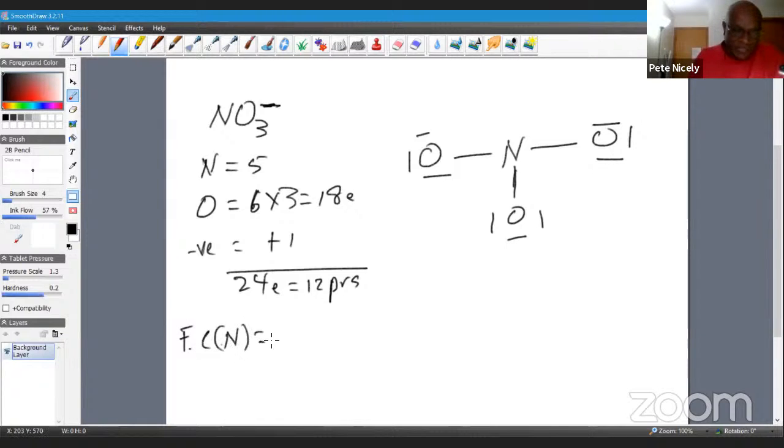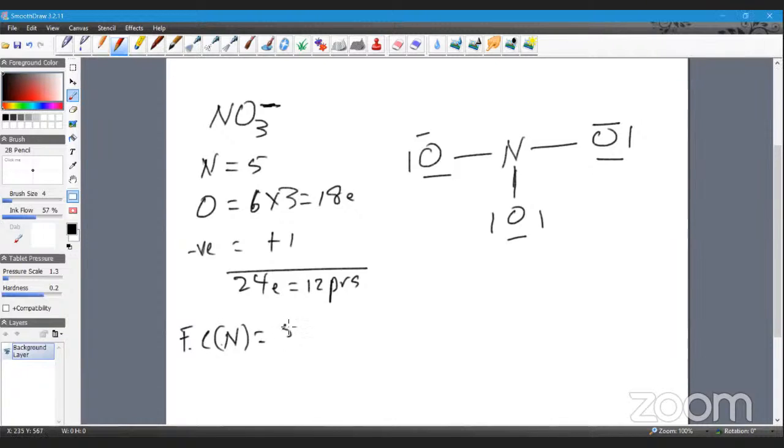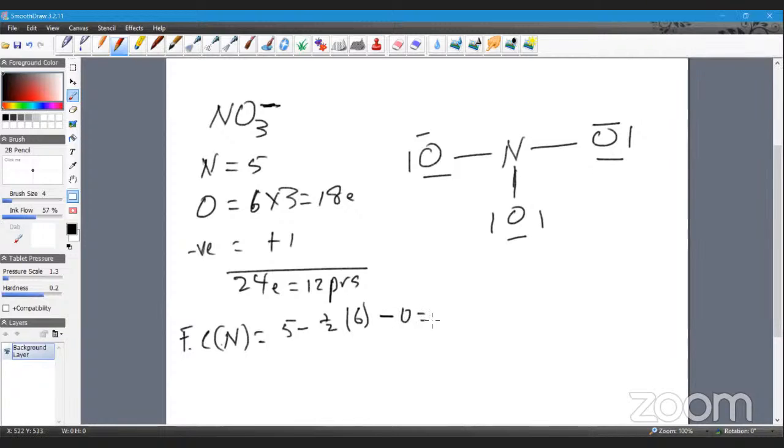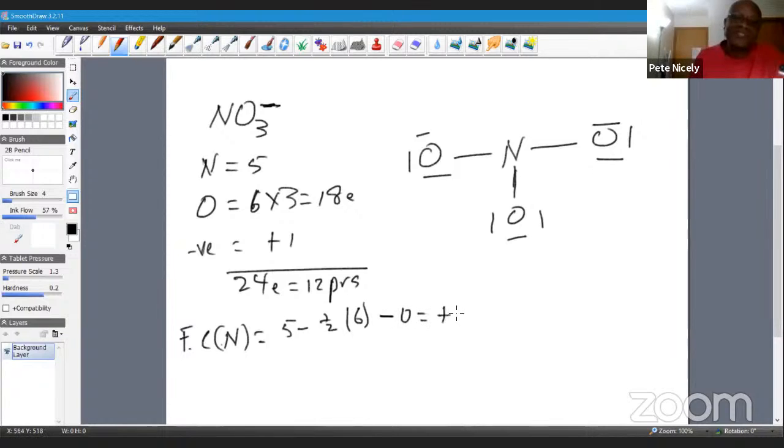So let's do that for nitrogen. The formal charge of nitrogen will be equal to what? 5 minus half of 6, 6 minus 0. Okay, very good. So that's 5 minus 3, that's plus 2.